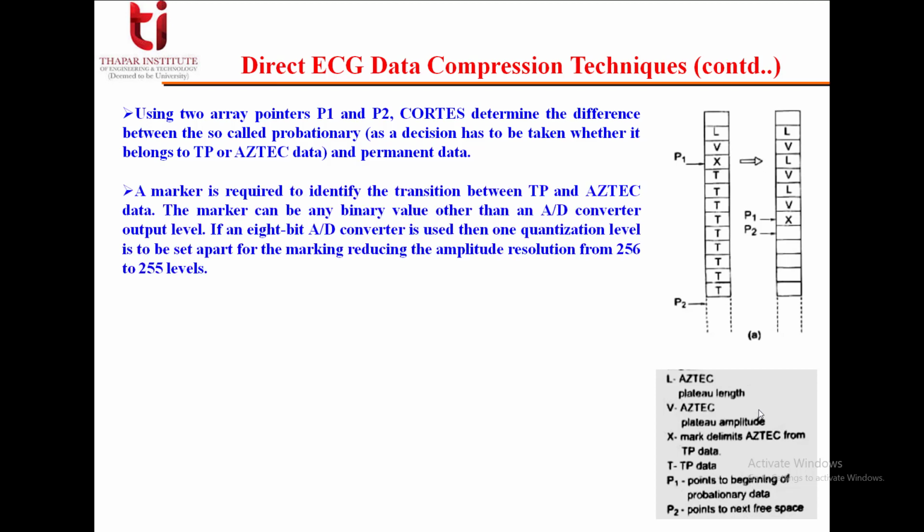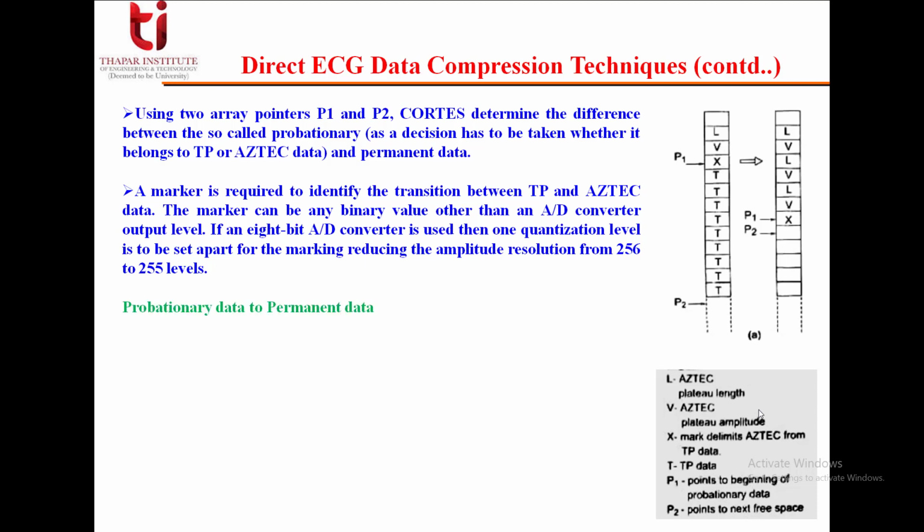A marker is required to identify the transition between the TP and AZTEC data, and the marker can be any binary value other than an A to D converter output value. If an 8-bit A to D converter is used, then one quantization level is to be set apart for marking the transition, reducing the amplitude resolution from 256 to 255 levels.